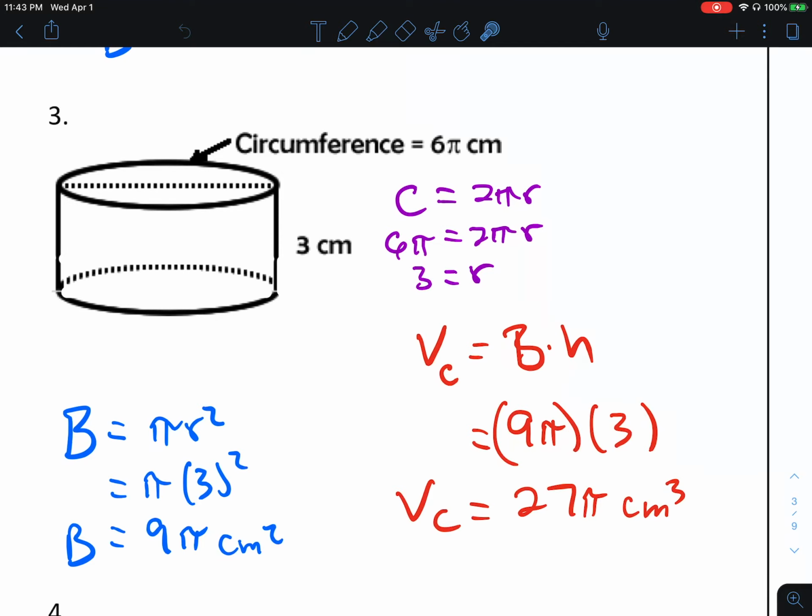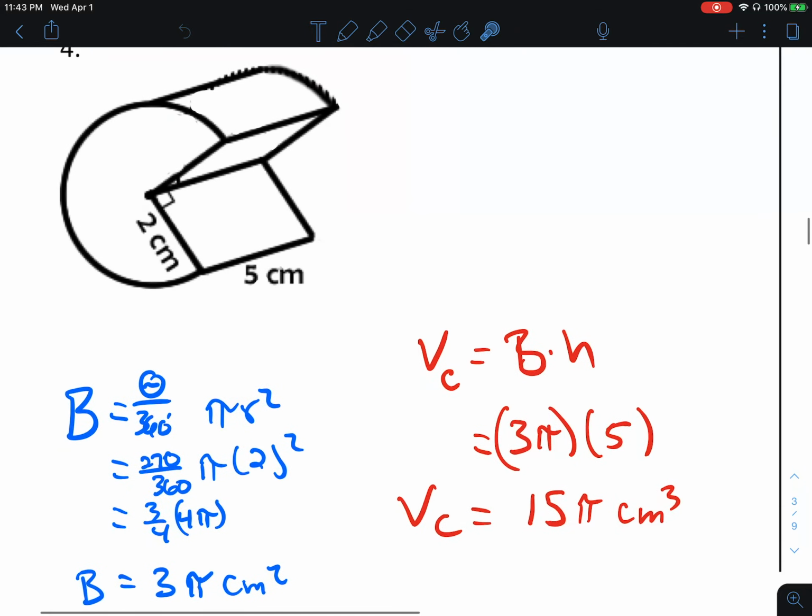So if we know the radius is 3, then the area of the base, which is a circle, is pi r squared. So that's 9 times pi. That's the area of the base. Multiply that by the height of 3, we get 9 pi times 3, which is 27 pi.